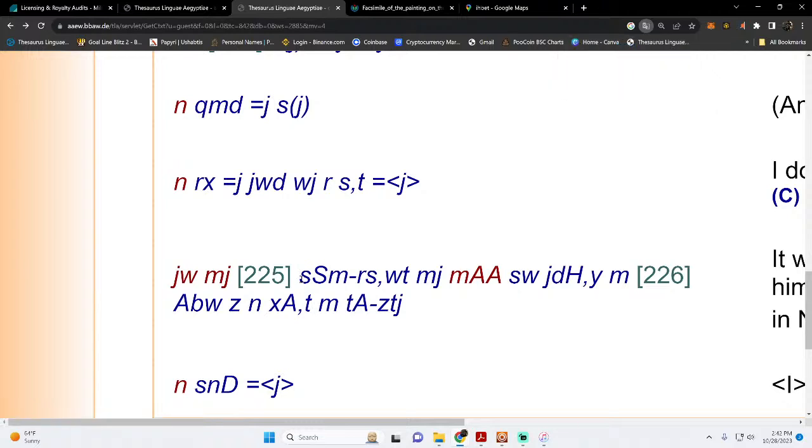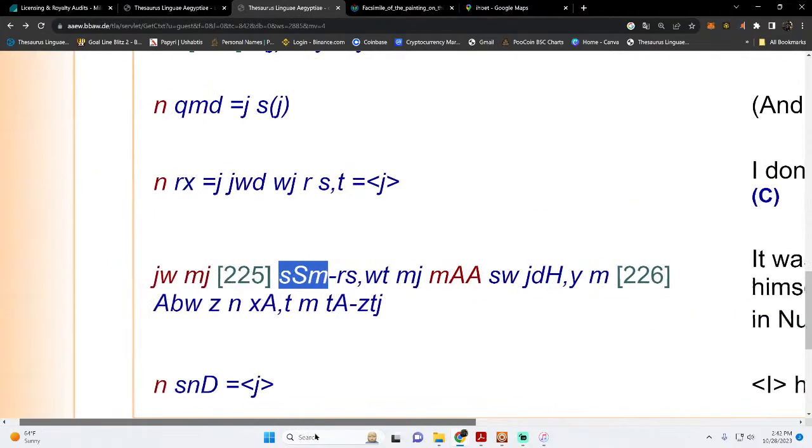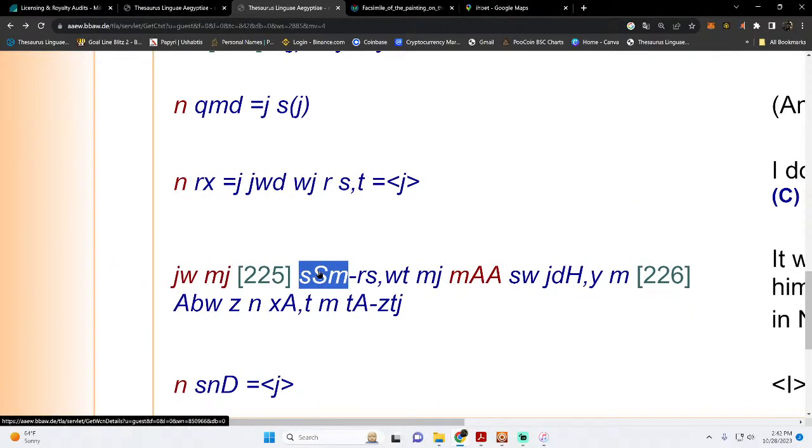Now, before I click this word, let me break it down. Sesh is the root of this term, and sesh is a writing. But we have an M at this. Sashim, right? So what do they translate over here? It was like a dream state. Sesh is a writing. Sashim, I'm going to have to go on and look that up.